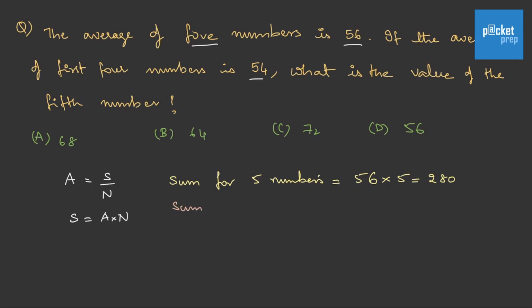What about the sum for first 4 numbers? It is average for the 4, which is 54 into the number of observations, 4. This is 216. Now when you subtract these two numbers, we get 64, which is basically the last number. Therefore option is B. So that's the end for the concept of averages.